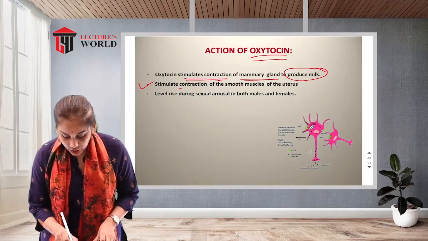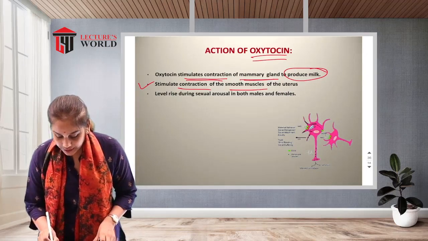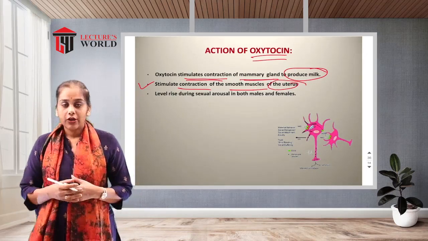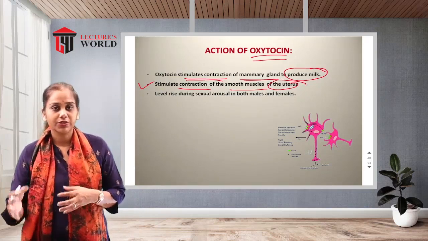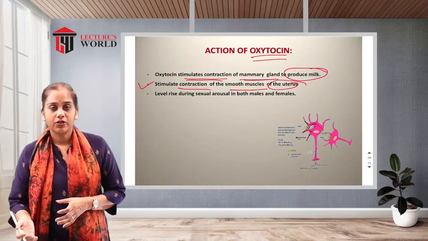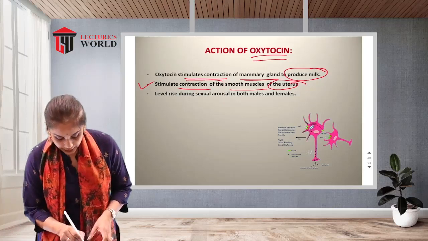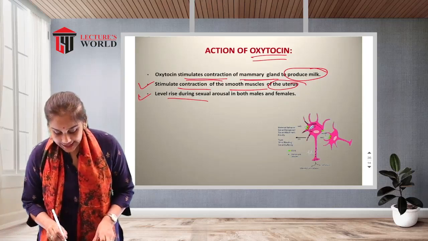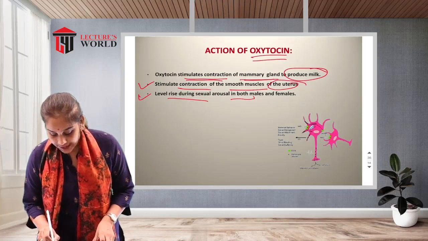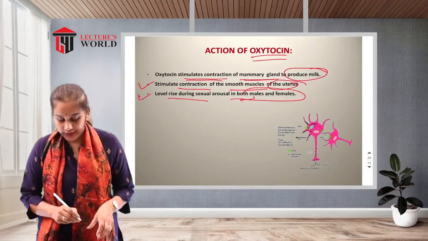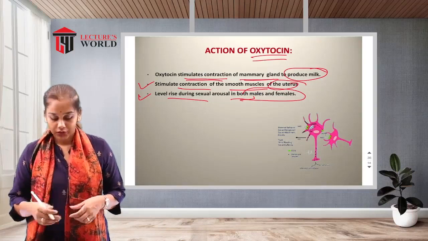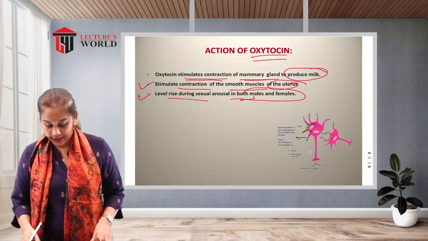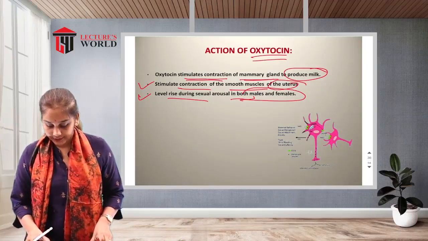They also stimulate the contraction of the smooth muscles of the uterus during the labor process or delivery. The level rises during sexual arousal in both males and females. During sexual arousal, the oxytocin level becomes high. So these are the actions, or we can say functions, of oxytocin.